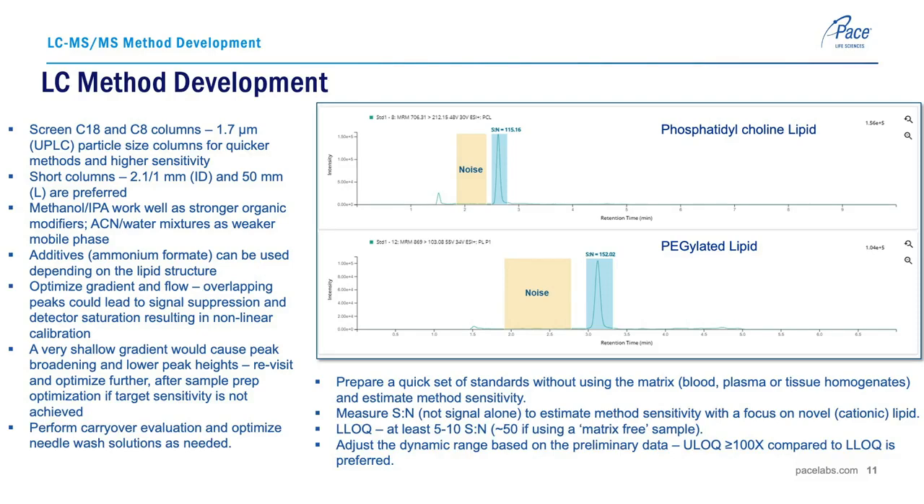In case of lipids, methanol or IPA work well as strong organic modifiers, and an ACN water mobile phase combination can be used as a weaker mobile phase combination. Additives such as ammonium formate or ammonium acetate can be used to improve ionization of certain lipids. Prepare a high concentration sample roughly containing about 500 nanograms per mL of analytes to optimize the method. As mentioned earlier, optimize the gradient and flow rates to achieve reasonable separation and sharp peaks.